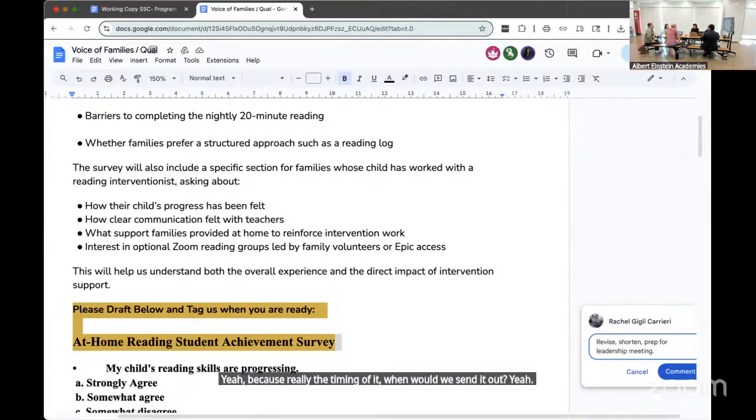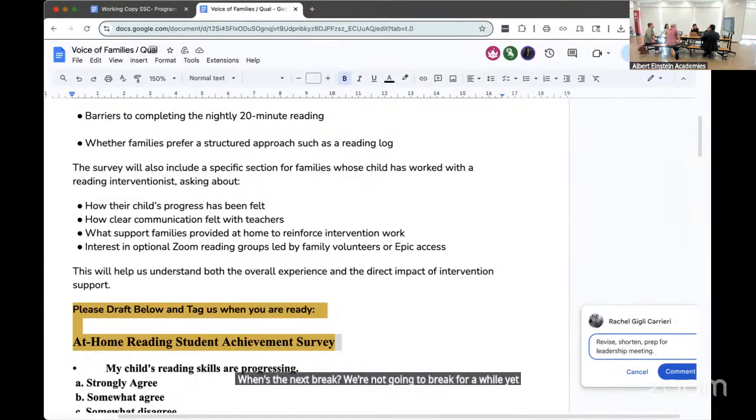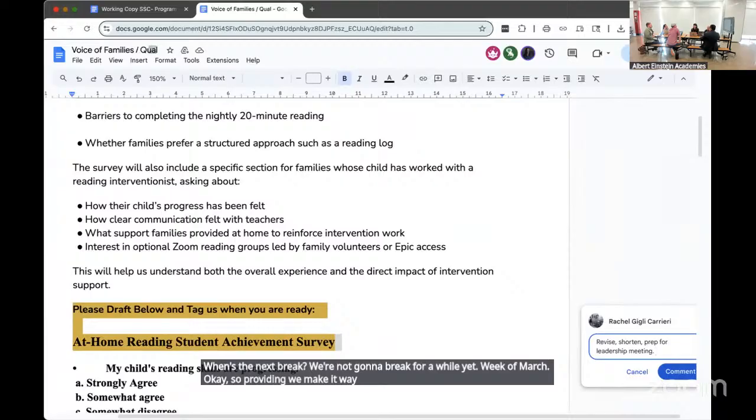So we're in February. You're going to have your meeting in a couple of weeks and get approval. I could send it out after the leadership meeting, as soon as you wanted to. Where's the next break? We're not going to break for a while yet. The week of March, the last week of April. Providing we make it way before a break, we're going to have it before a break.